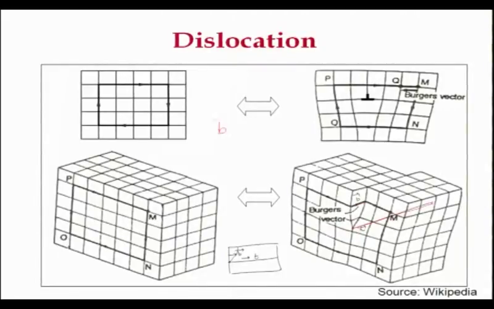In the side view B is perpendicular to the board because T is perpendicular to the board. This is T, this is B. If you look at the top view, this is T and B, this is an extra step B. So B is parallel to T. These are the two kinds of dislocations present in materials, but in real life they do not exist.